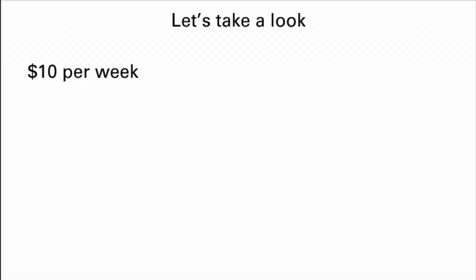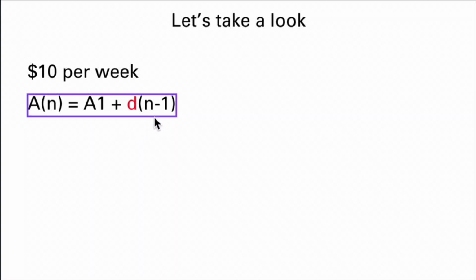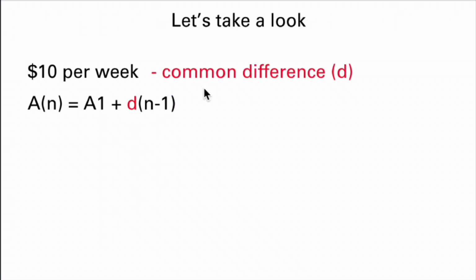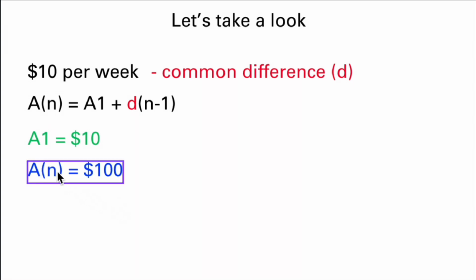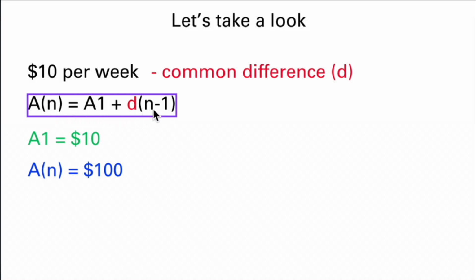So $10 per week. And we know that the formula is a of n is equal to a of 1 plus d multiplied by n minus 1. In this case, our d is $10 per week. It is the common difference, as already mentioned earlier. And a of 1 will be $10 because by week 1 he will have saved up $10. And a of n will be $100 because the shoes that he wants cost $100. So from this information, we can fill in the values and look for n.